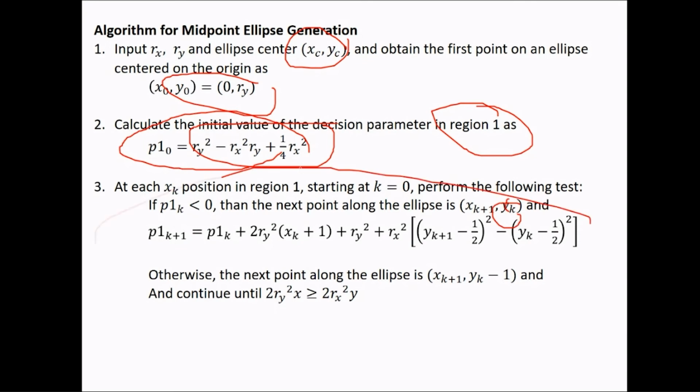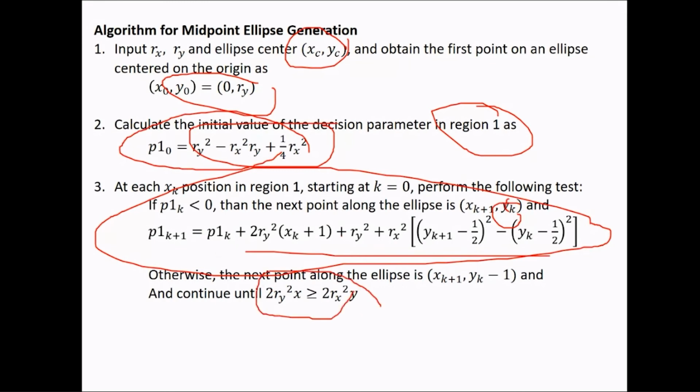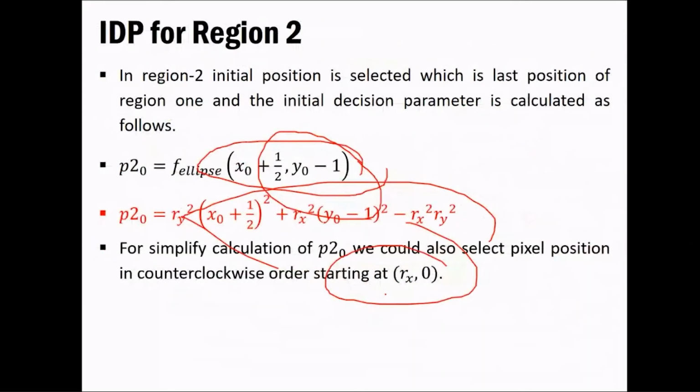Then you will have a new decision parameter, and you have to follow this equation for the new decision parameter, and out of that you again make the decision about which direction to go. At each and every stage you have to check whether 2ry square x is greater than or equal to 0 or not. If this is the case, then you simply switch to region 2.